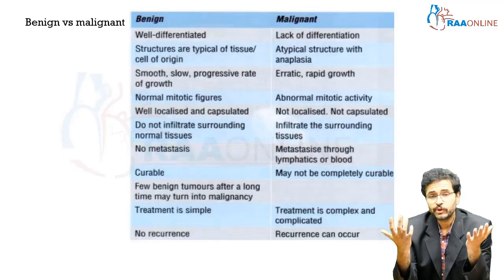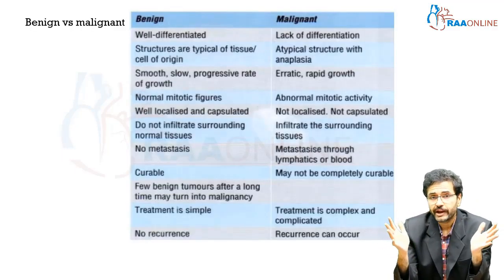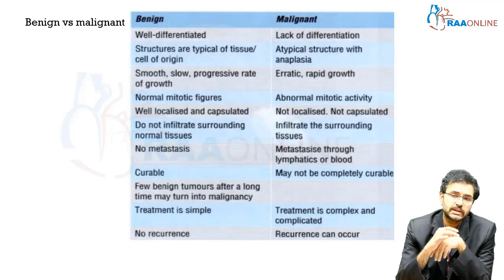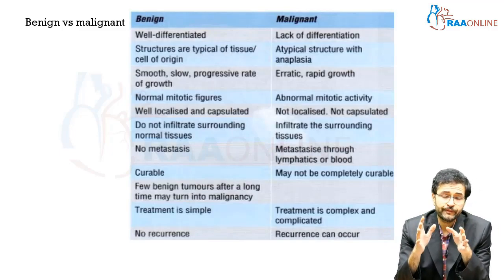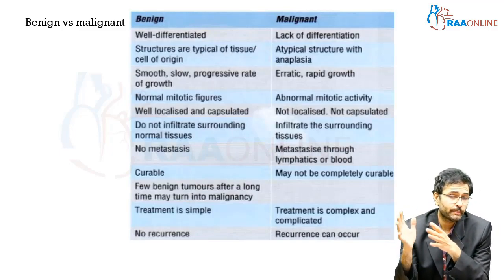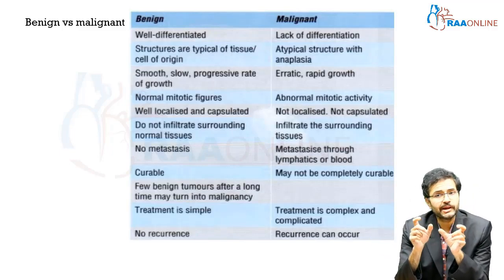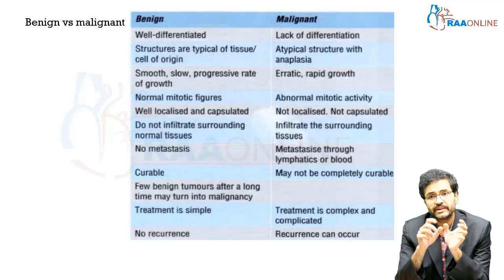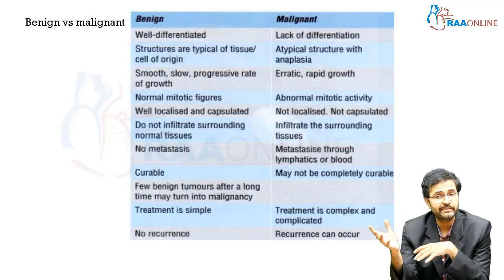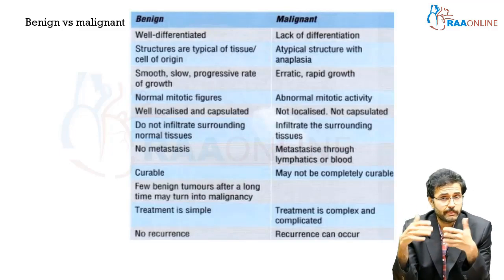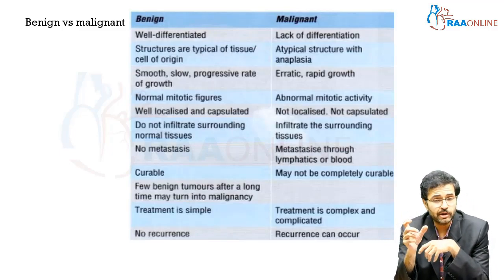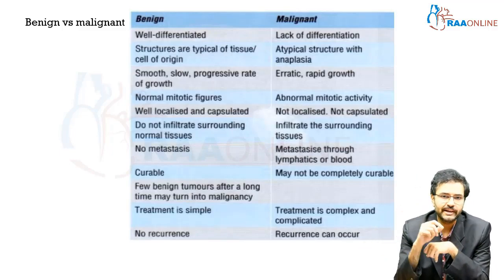Now, any neoplasm can be broadly classified as benign and malignant. Benign neoplasms are well differentiated, whereas malignant neoplasms lack differentiation. Structures are typical of tissue and the cell of origin, whereas atypical structures with anaplasia are seen in malignancies. We'll be discussing these terminologies like anaplasia in the later slides.